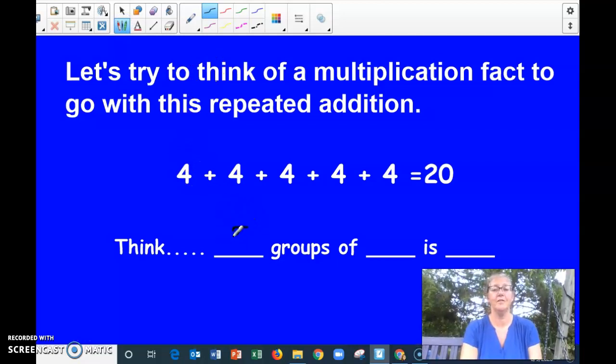So 5 groups of, and then how many were in each group? Yes, 4. And that equals 20.